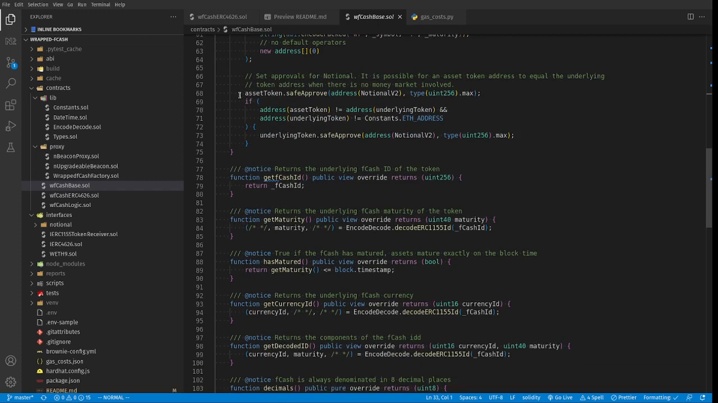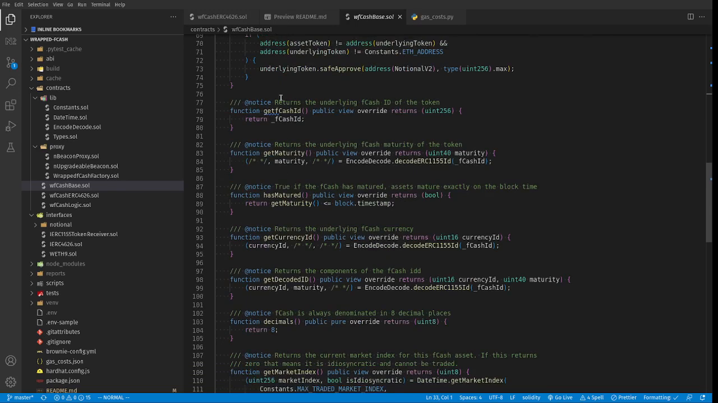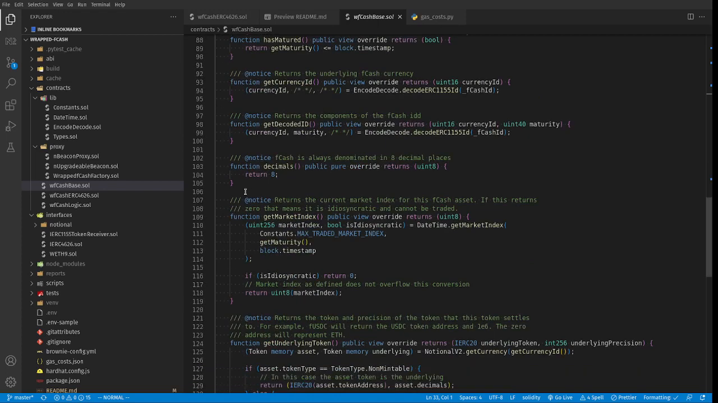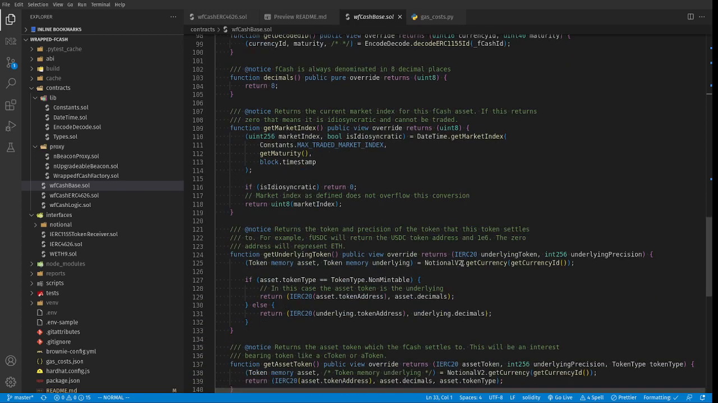So here we're going to allow Notional to interact with the contract and pull asset tokens and underlying tokens if it needs to, as it does lending and borrowing. The rest of these methods here are just going to be view methods. Kind of important to note here is the decimals. So fCash is always denominated in 8 decimal places, regardless of the underlying denomination. So this is similar to cTokens. And so there will be some decimal conversion in and out of that 8 decimal precision there.